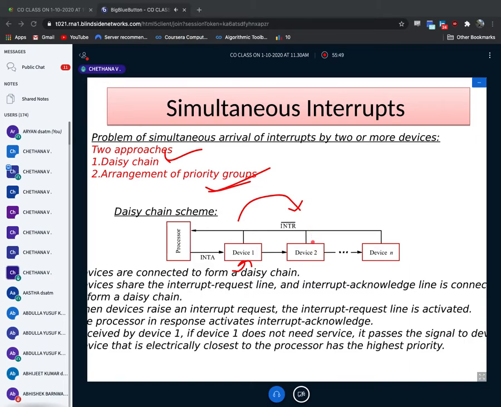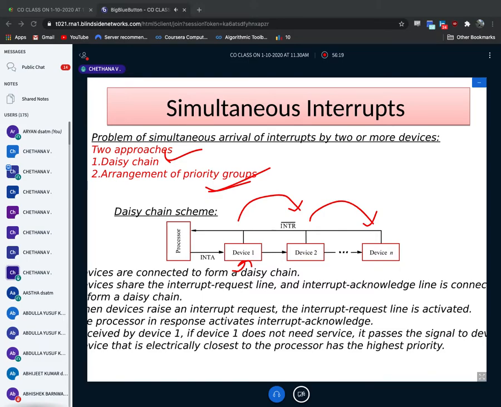Suppose device 2 doesn't want your request, doesn't want the processor. At that time, my service will be transferred to device N. Okay. So now you can tell me a simple answer. According to this, the device which is nearer to the processor will be higher prioritized. Yes or no? Is that correct?